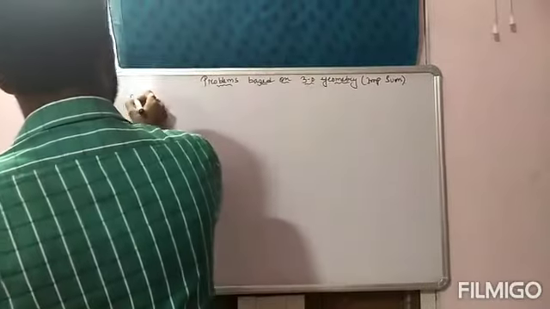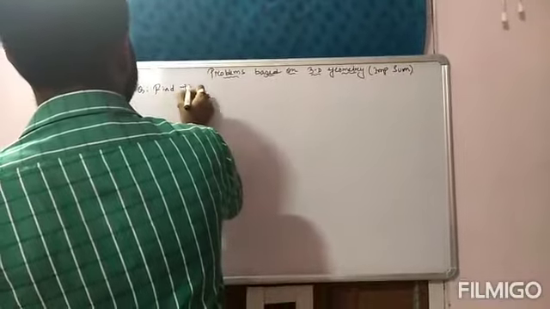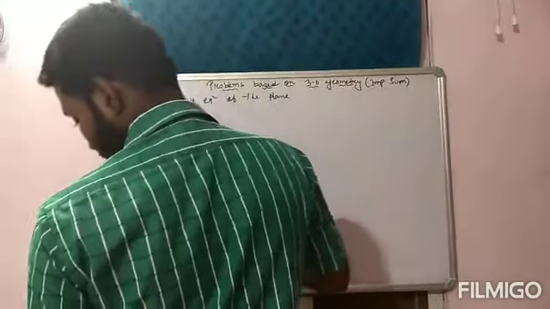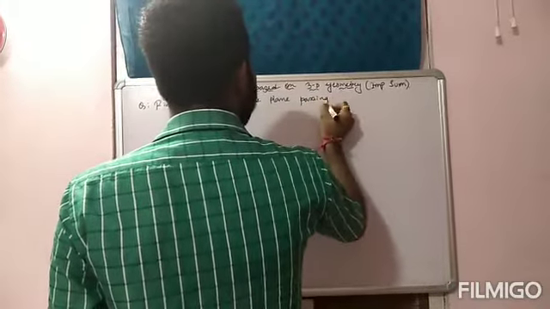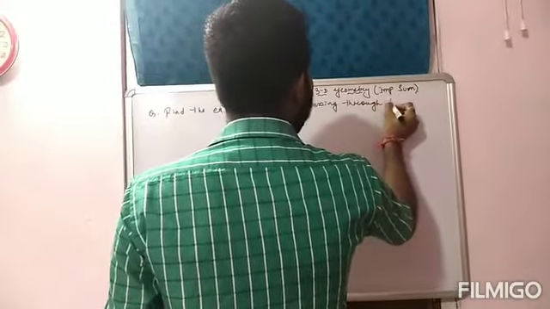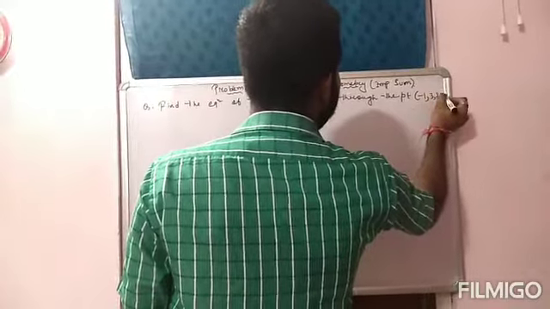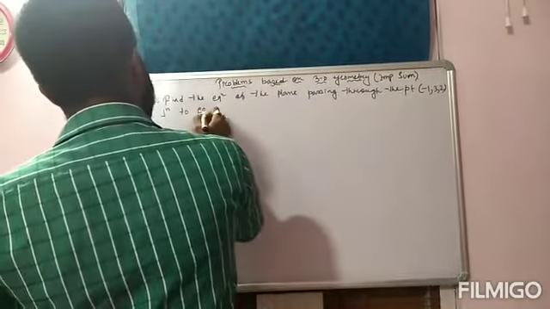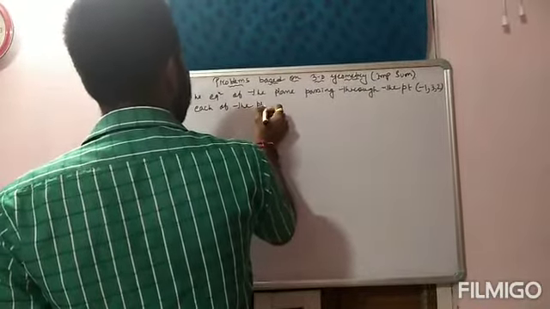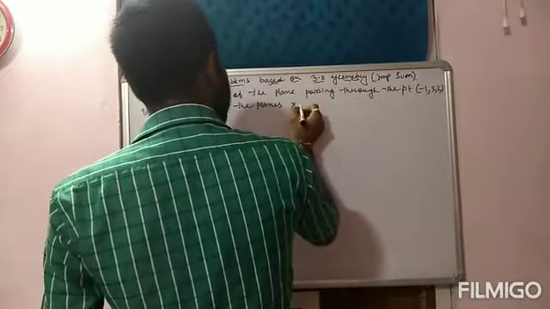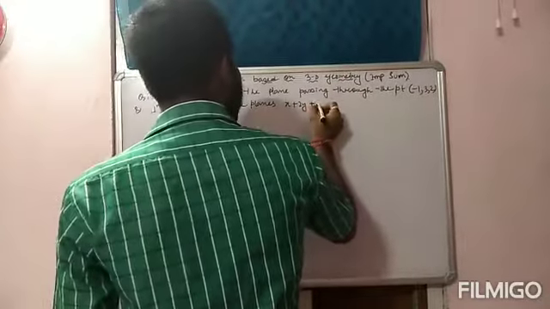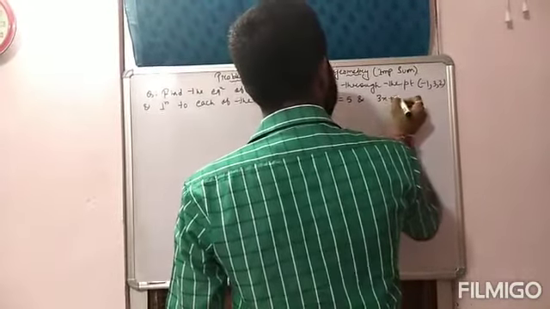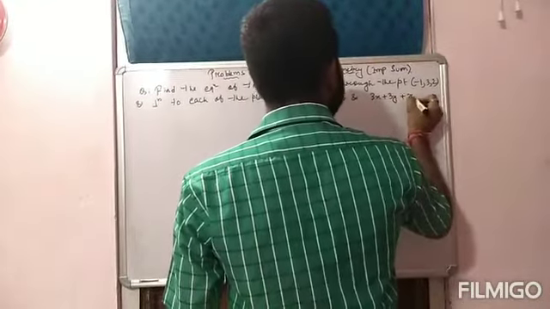Question is: find the equation of the plane passing through the point -1, 3, 2 and perpendicular to each of the planes x plus 2y plus 3z is equal to 5 and 3x plus 3y plus z is equal to 0.